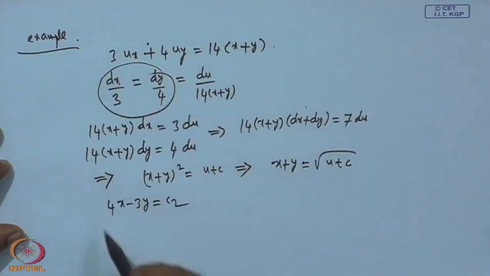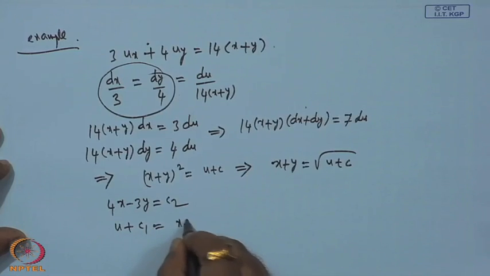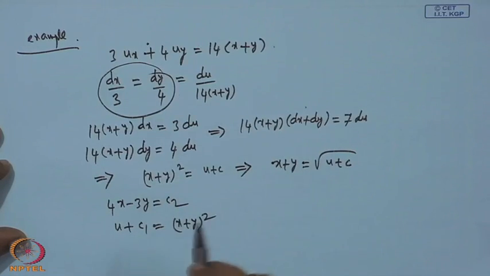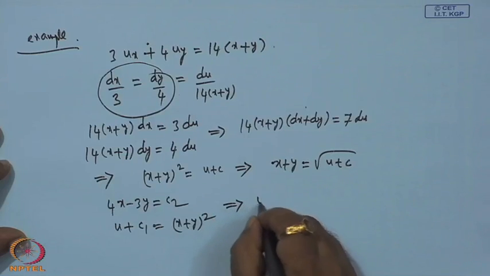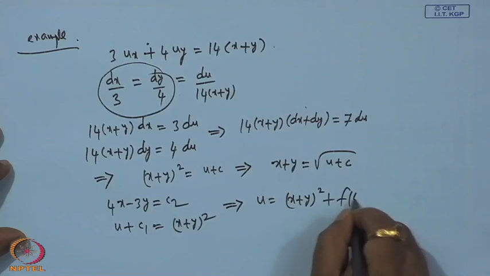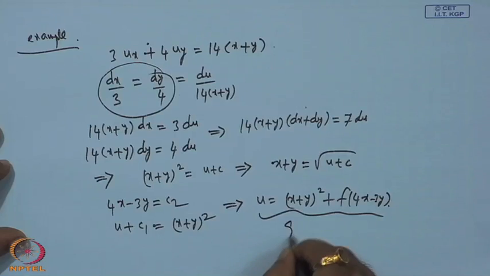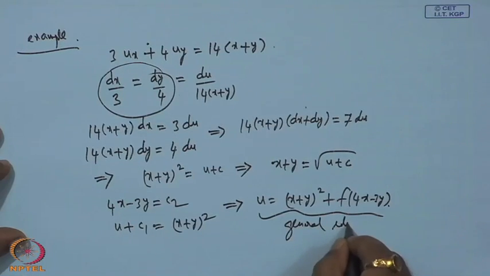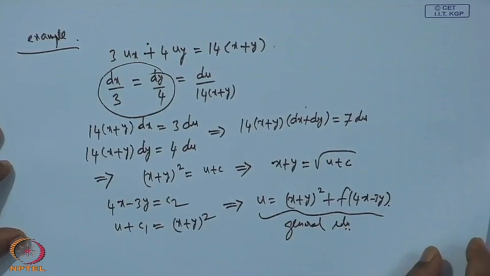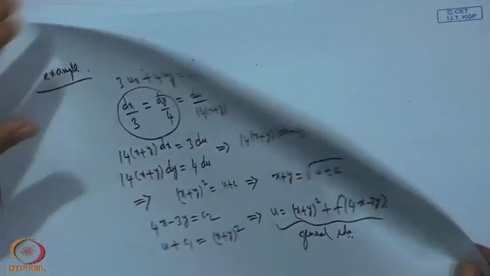this combination u plus c 1 equals to x plus y square, which we got. So these two together, u is... so this is the general solution. Still this is not complex enough, strictly speaking. Okay. Still this is not complex enough.